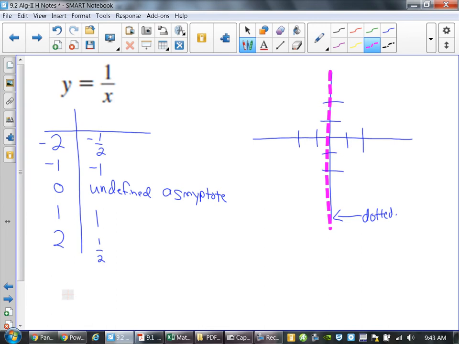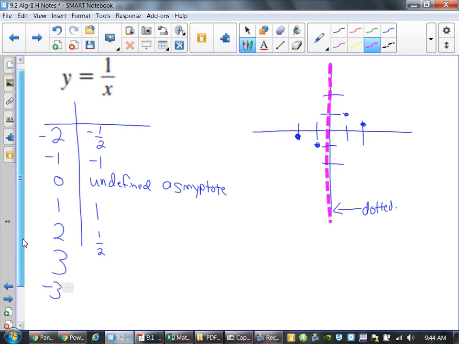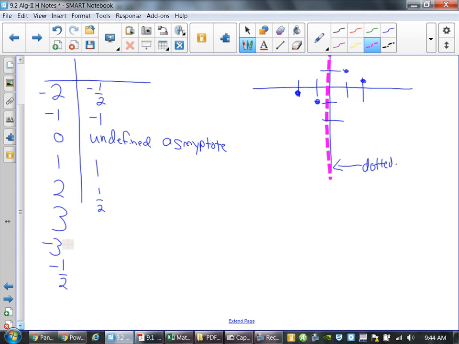So as you go through this, it's just a matter of plotting some values. Now what I want you to see, at -2, it was -1/2. At -1, it was -1. Asymptote. At 1, it was 1, and then it was 1/2 again. This really isn't a good idea, to know what the curves are doing, unless we pick out a couple extra points. So let's add another one. Let's add a 3 and a -3. Let's also add -1/2 and +1/2.